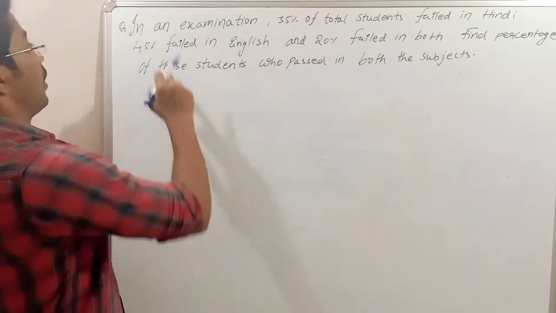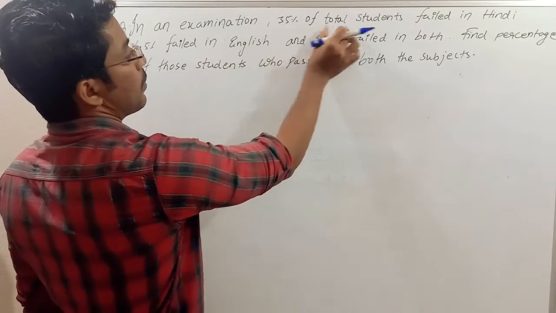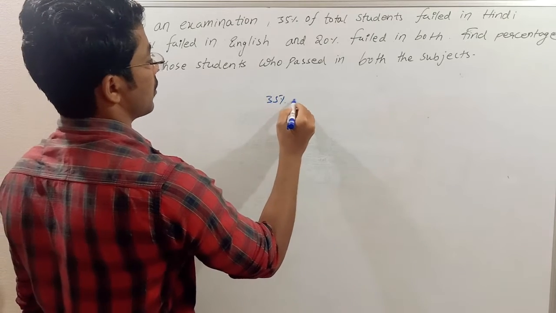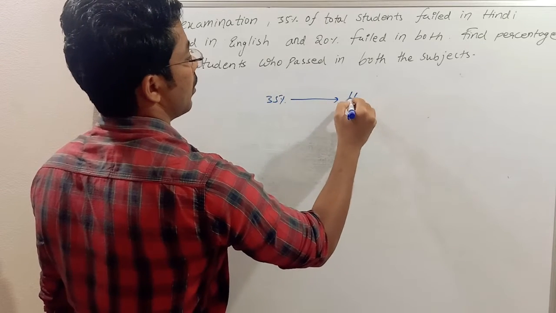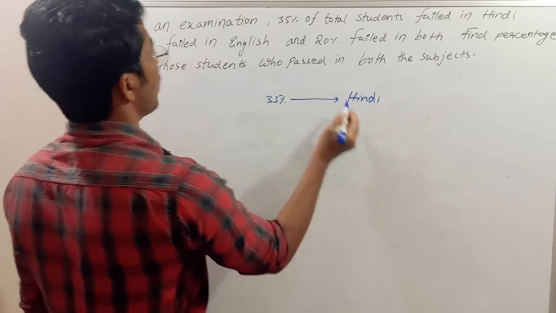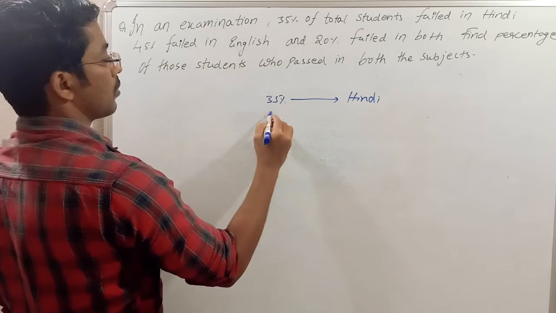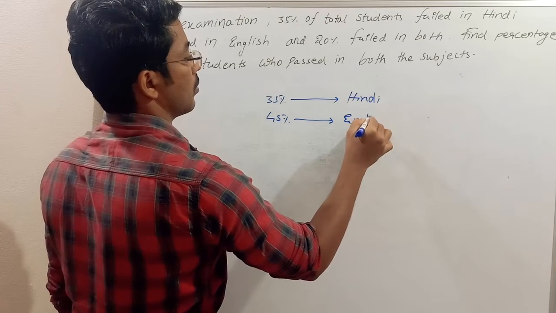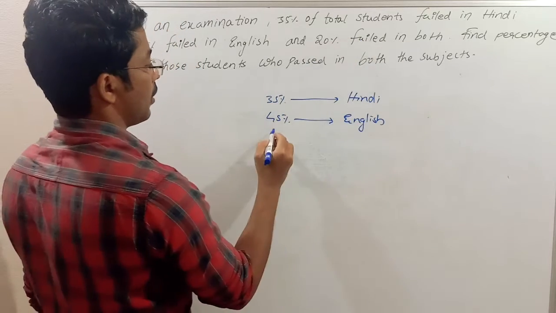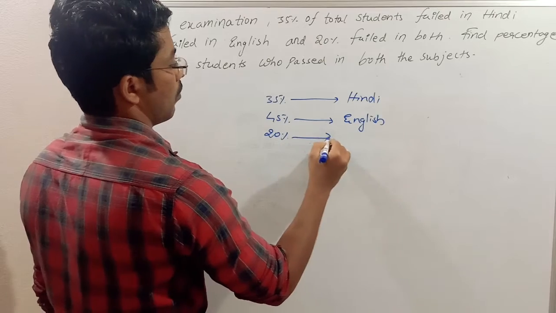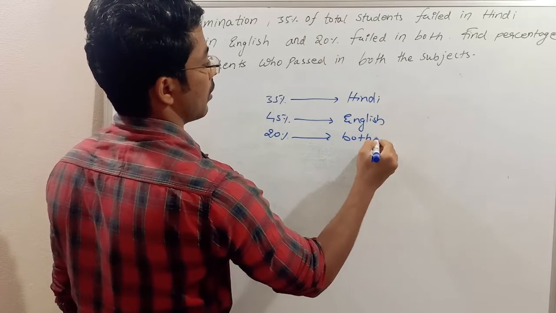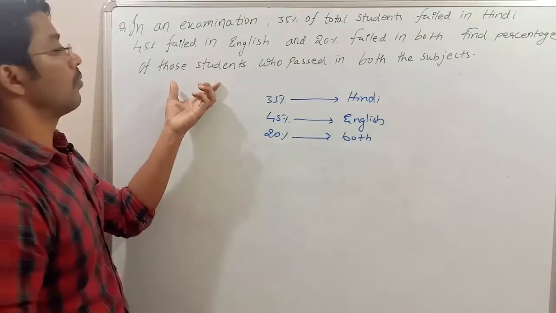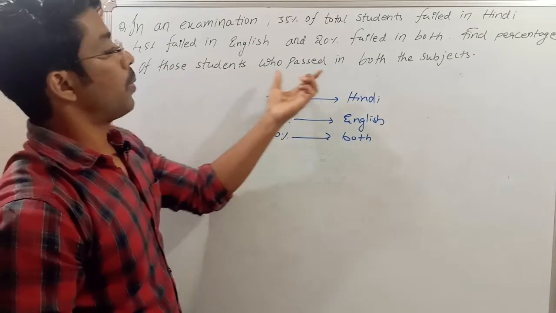Now, in an examination, 35% of students failed in Hindi, 45% failed in English, and 20% failed in both Hindi and English. What we need to find here is the percentage of those students who passed in both the subjects.